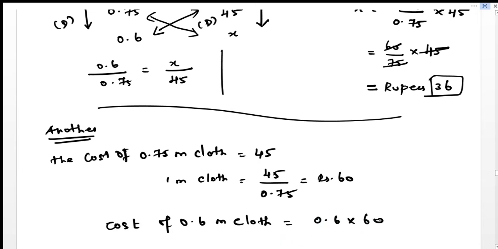So this is equal to 6 by 10 into 60. So we can cancel it: 6 into 6, therefore rupees 36. So this is also one of the methods to solve this kind of problem. Let us move on with another problem.